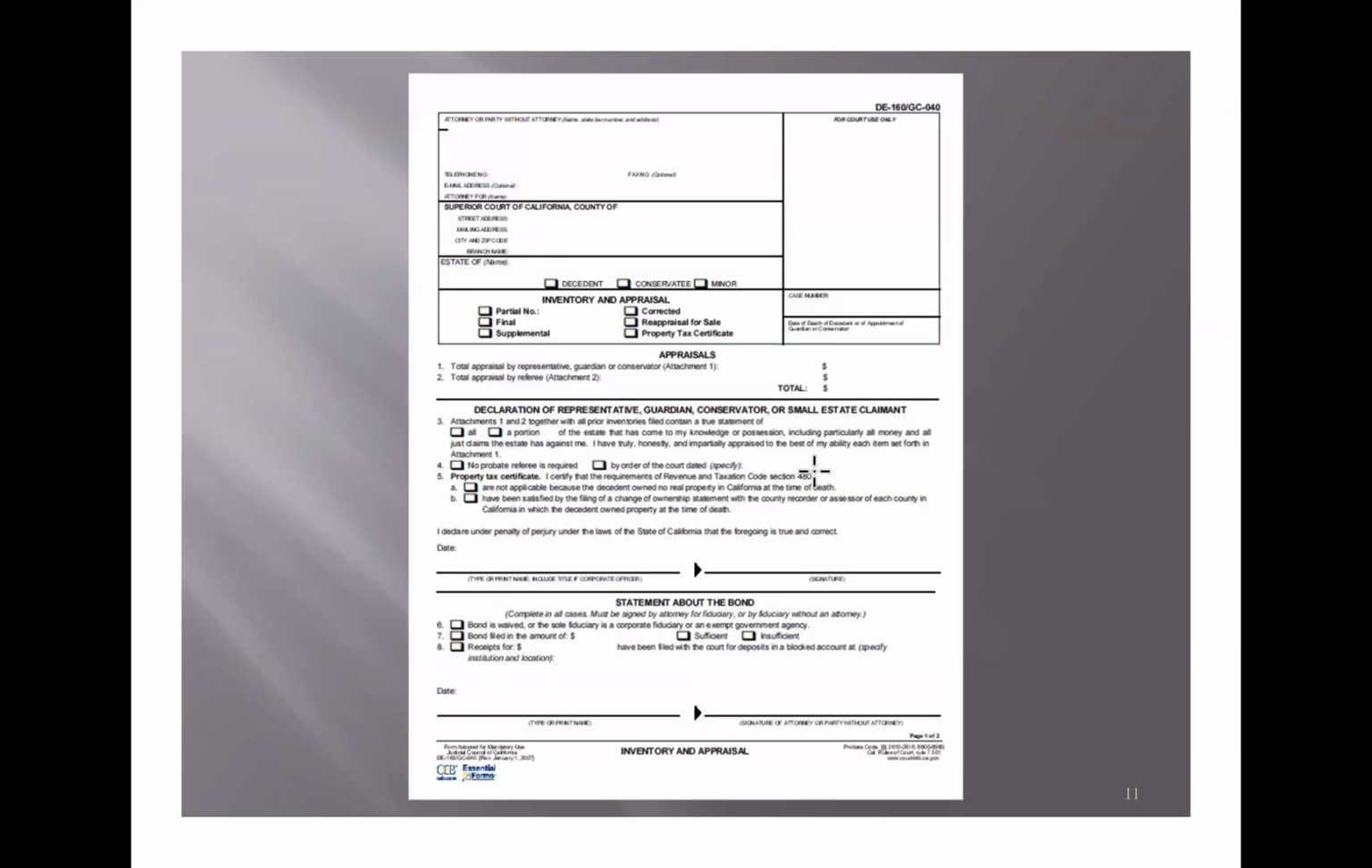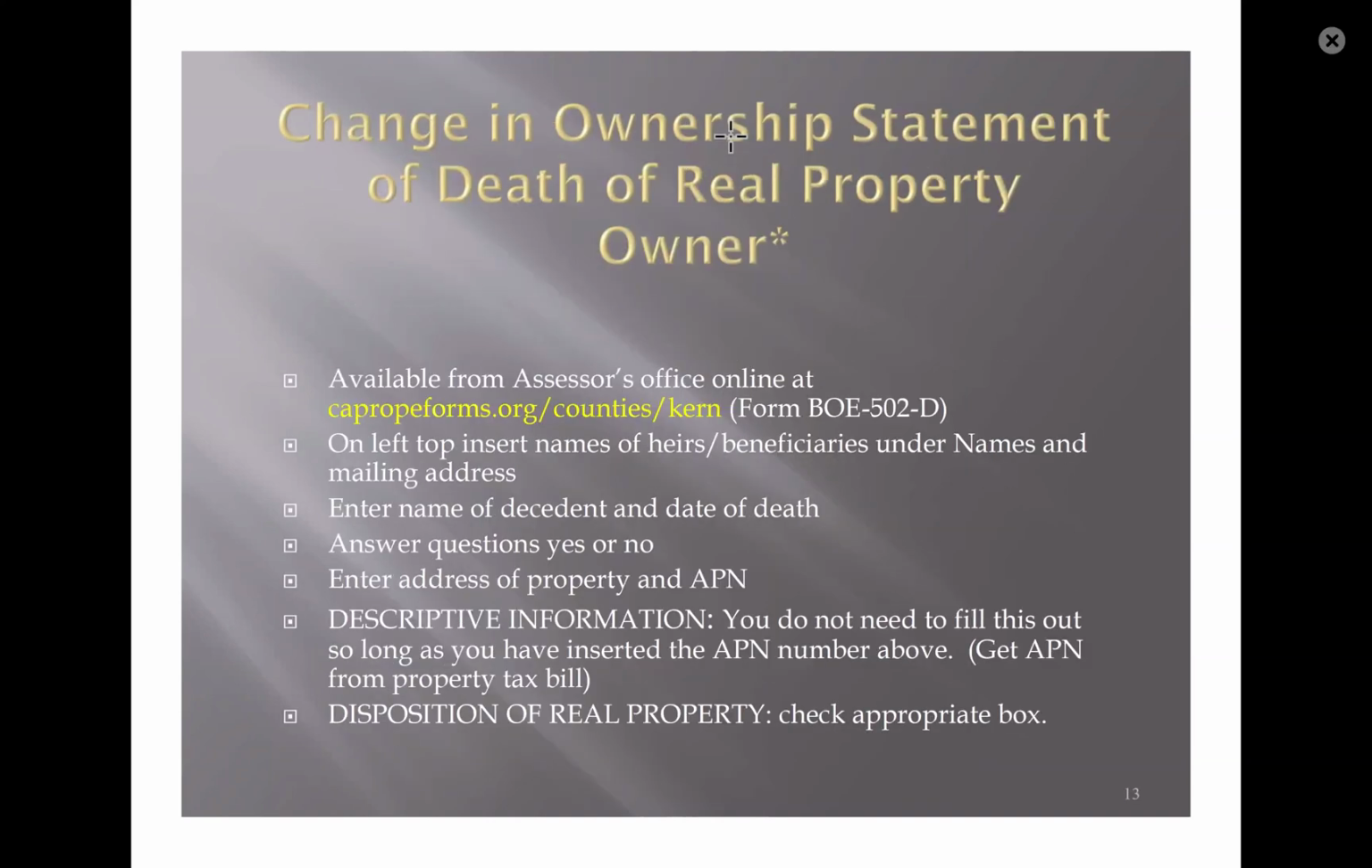And here is what the inventory and appraisal looks like. This is also our first judicial counsel form. And all the judicial counsel forms will be set up in a similar way regarding the heading. You'll see up at the top, you're going to put the names of all the people who are inheriting, unless it's a huge group.